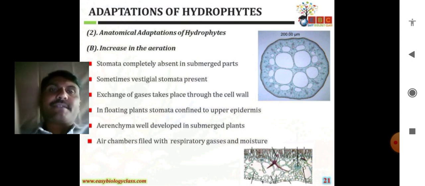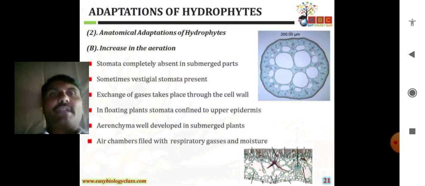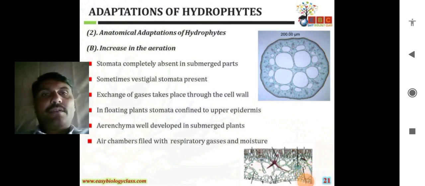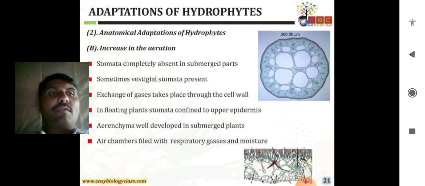So, friends, these were the anatomical and morphological adaptations in the hydrophyte plants. So, you might now have known about the hydrophytes. Yes, you might be clear about the hydrophytes.